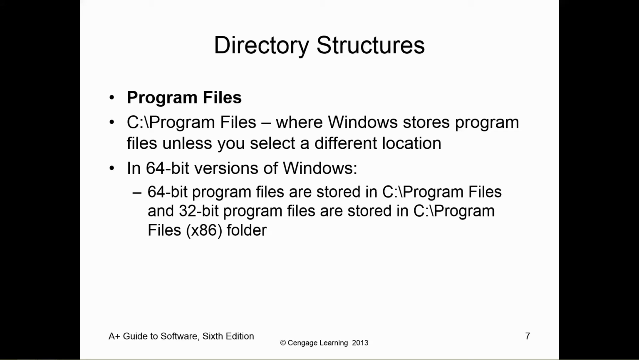One of the next key areas is the program files folder. This comes in two flavors typically. If you have a 64-bit operating system, you have the program files folder and you also have the program files x86 folder. Basically, they try to keep the 64-bit programs in one folder and the 32-bit programs in another folder.